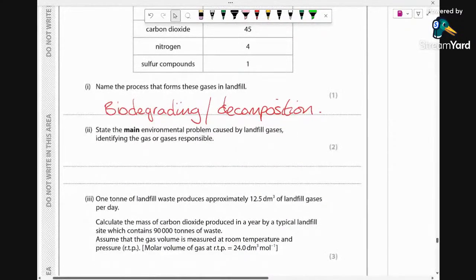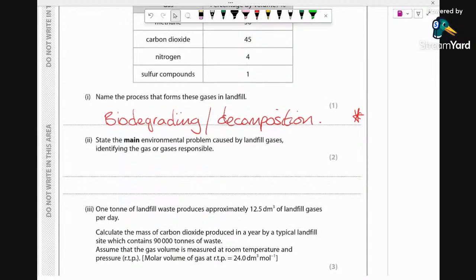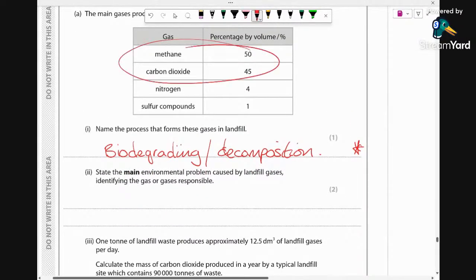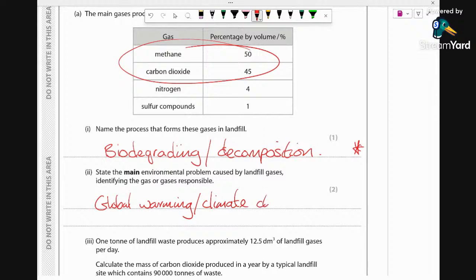State the main environmental problem caused by landfill gases. Identify the gas or gases responsible. I can't wait to see the mark scheme for that one. The main environmental problem. Well, global warming, stroke climate change. I never do those separately now. I just automatically put them together. Climate change. Explain why: CO2 and CH4 are greenhouse gases.